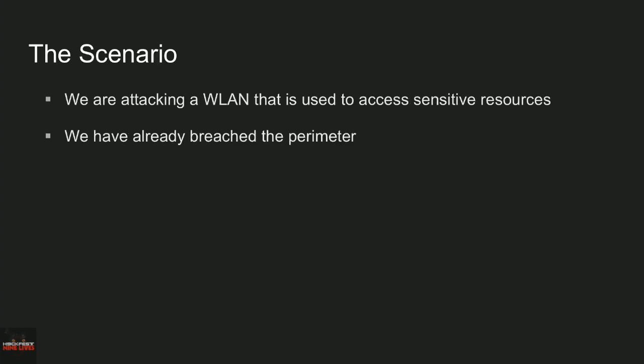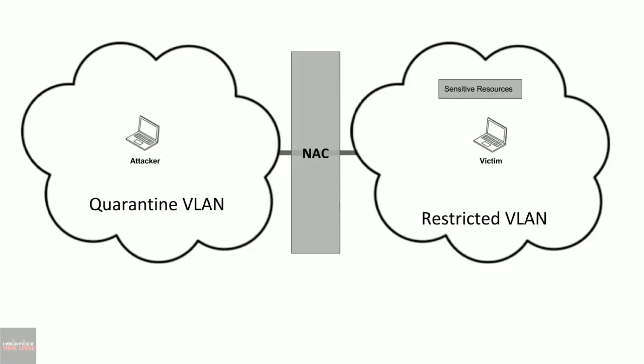So I want you to imagine a scenario. We're on a pen test, and we've just gained access to a wireless network. Unfortunately, there's this NAC here that was waiting for us, and it's placed us in a quarantine VLAN. So we're kind of dead in the water, because we want to get over to this restricted VLAN where we can access these sensitive resources.